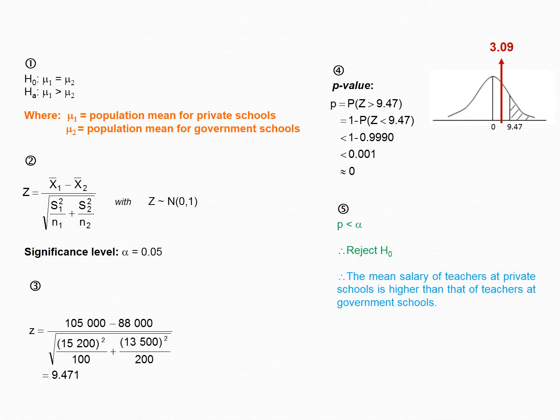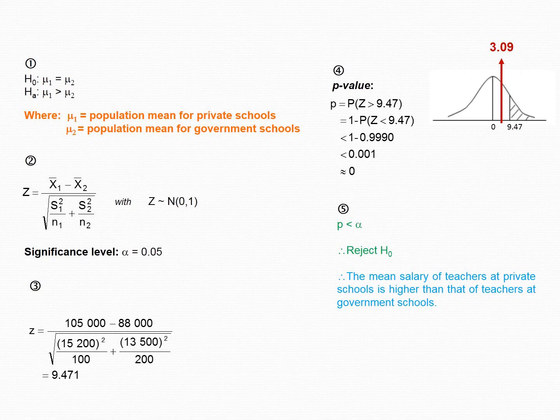And because that value is further to the right hand side on that number line, this probability will even be less than the one to the right hand side of 3.09. So we can just say that our p-value will be less than 0.001. So that will be approximately 0.